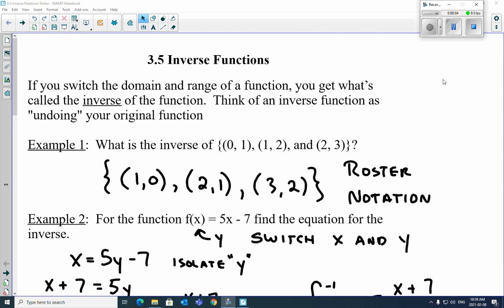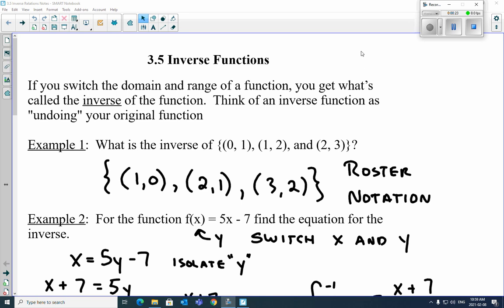3.5, inverse functions. So this is kind of at the tail end of translations and transformations. But it still has to do with that because we're graphing. So inverse functions are kind of interesting because all you're talking about here is you're going to switch the domain and range. So basically what you're doing is you're switching the x's and the y's. That's it. And what you get is the inverse of the function.